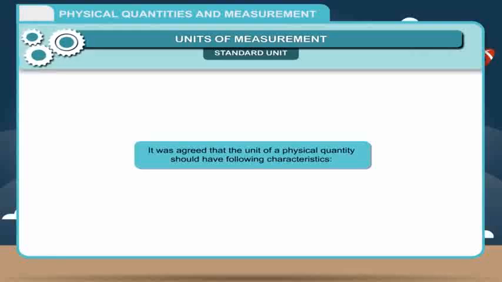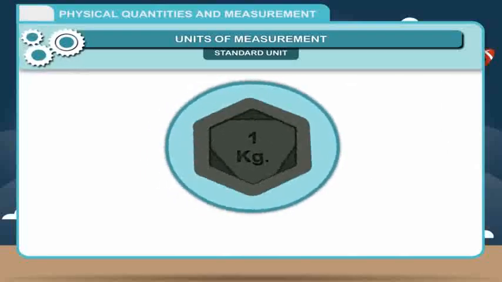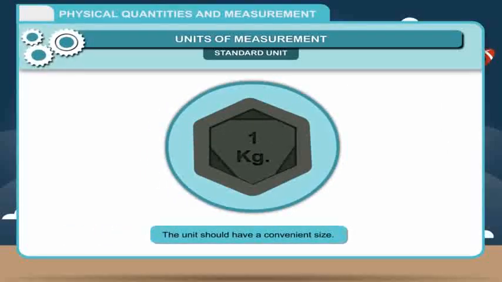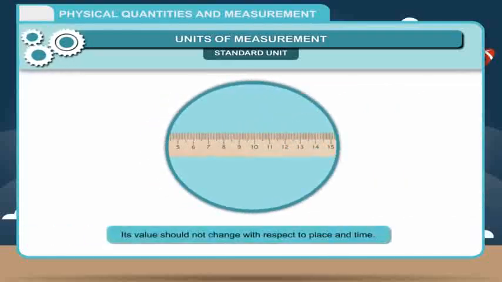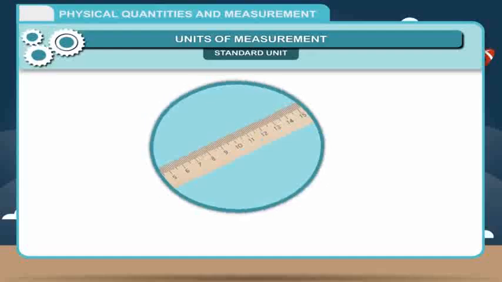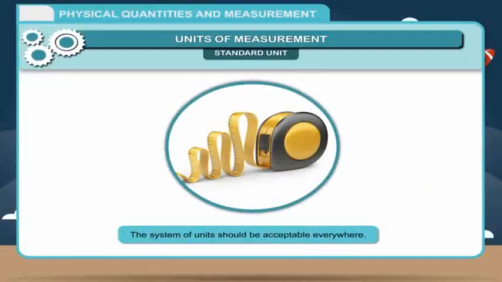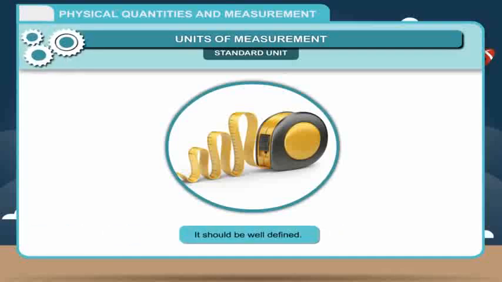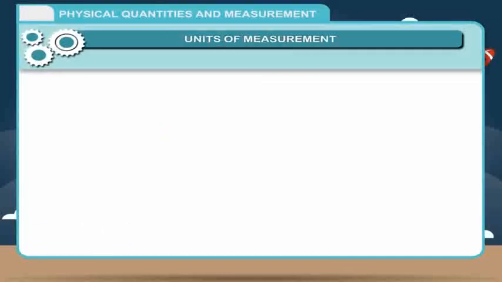It was agreed that the unit of physical quantity should have following characteristics. 1. The unit should have a convenient size. 2. Its value should not change with respect to place and time. 3. The system of units should be acceptable everywhere. 4. It should be well defined.